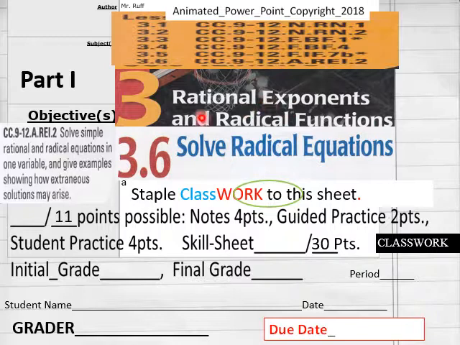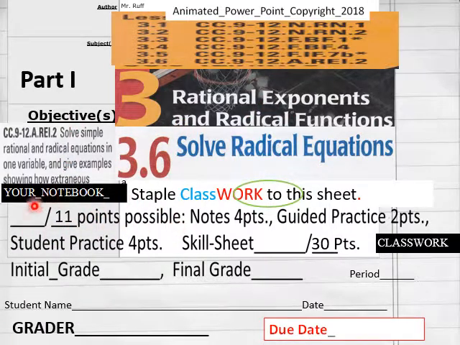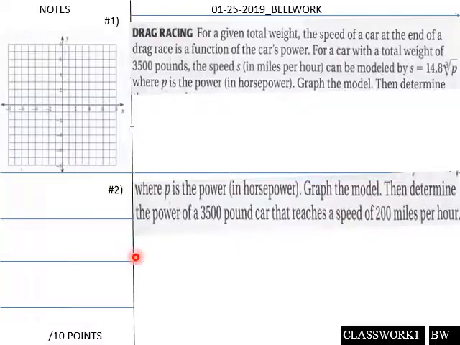3.6, solving radical equations. We have 11 points of notes, so note-taking guides, I can provide those. Then we have a 30-point skill sheet that goes with this lesson, part 1. Teachers, here's your bell work for your students. It's a word problem. Give them about 5-6 minutes to do this.